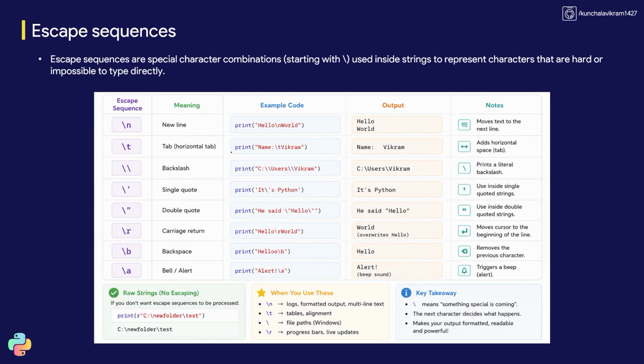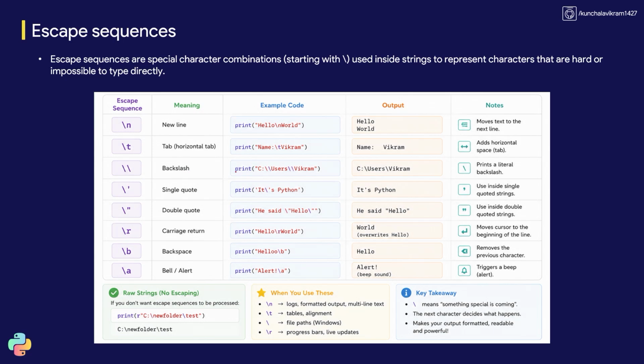It will add one tab space. For example, name colon \t Vikram. So name colon will be printed as it is, \t will add one extra tab and then the name. Double backslash is used to escape a backslash.